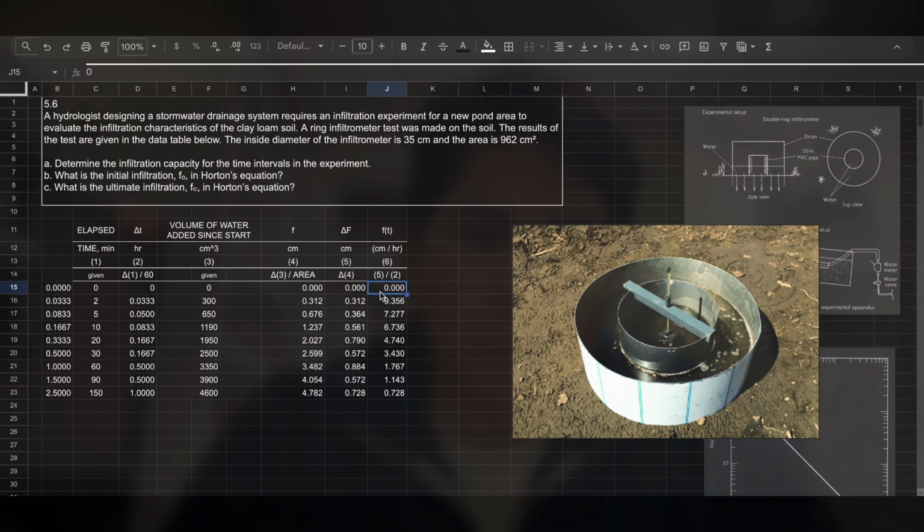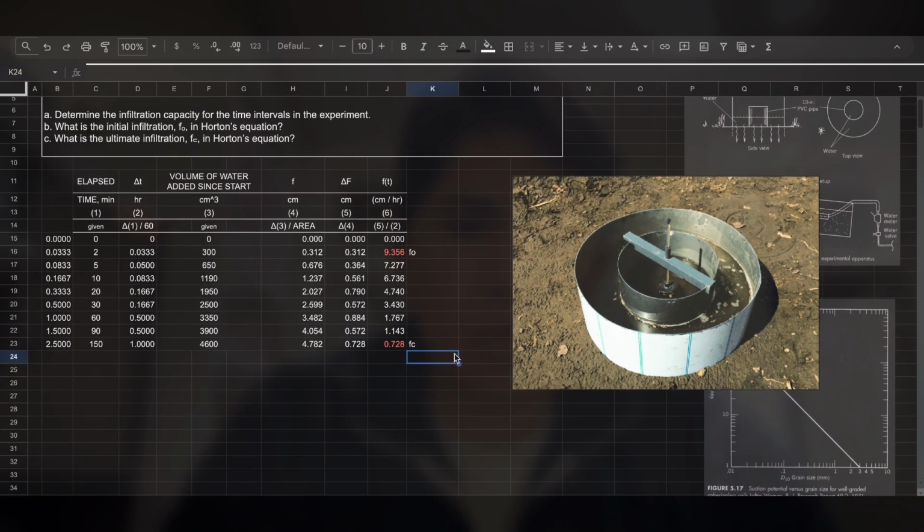Now part B asks us to find the initial infiltration in Horton's equation. So that's going to be 9.35. That's the initial. And the final is going to be this one. That's the final infiltration rate, f sub c. So that's the answer for part B. And this is the answer for part C.